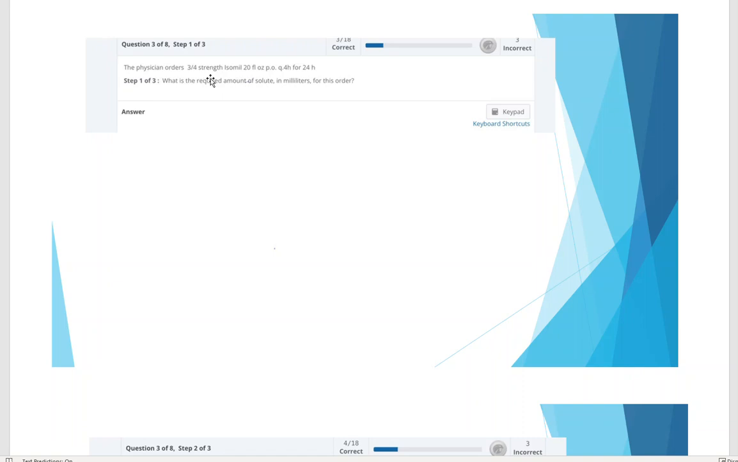The physician orders 3/4 strength of isomil, 20 fluid ounces, every 4 hours for 24 hours. What is the required amount of solute in milliliters for this order? So notice this one is for this order, not just for one feeding. So how many feedings do I have? For 24 hours divided by every 4 hours, I get 6 feedings. So my 20 fluid ounces is for one feeding.